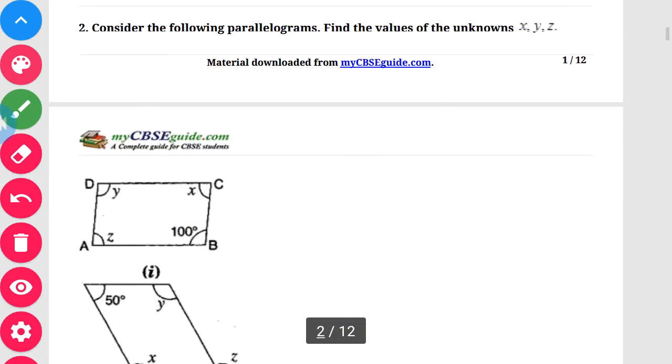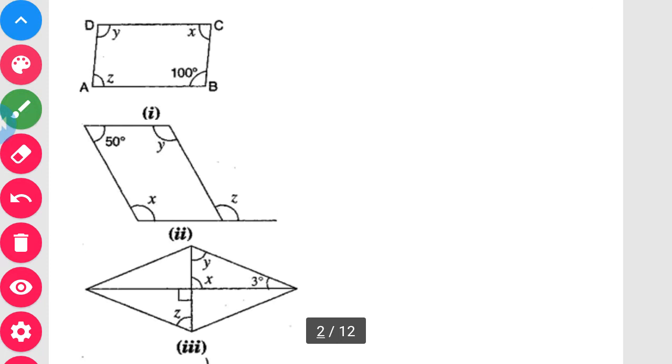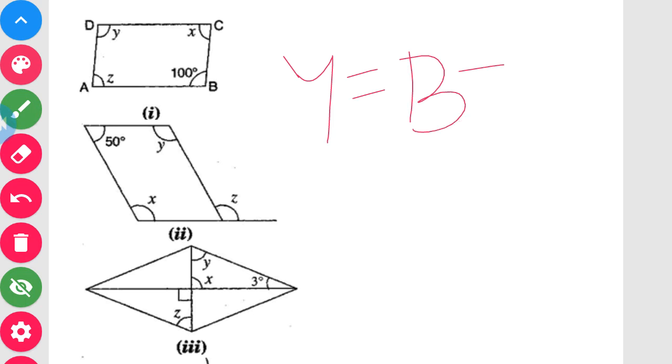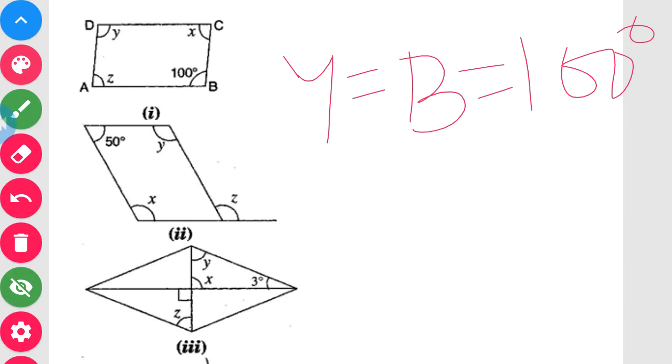Quickly, these statements you're going to write as per the question. Here if you just see, I want to find the value of x, y, z. Very easy, children. What we are going to do here is describe that ABCD is a parallelogram. The y is equal to 100 as opposite angles are equal. Since the opposite angles of a parallelogram are equal.